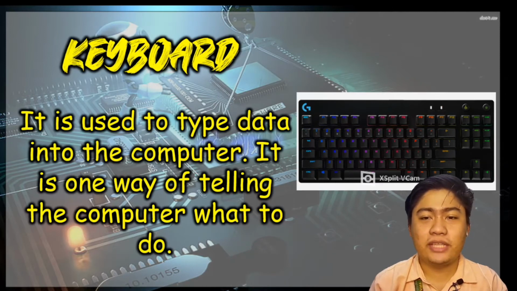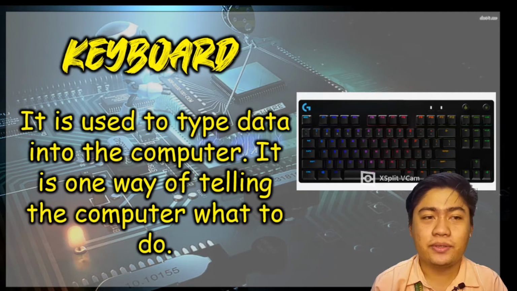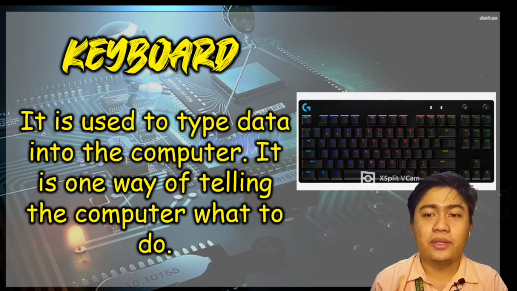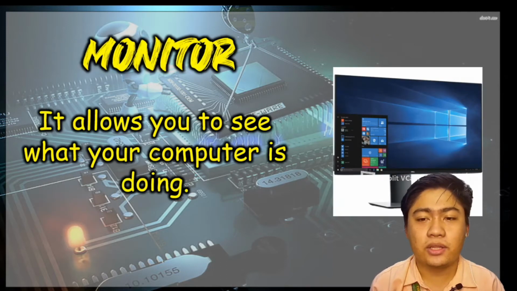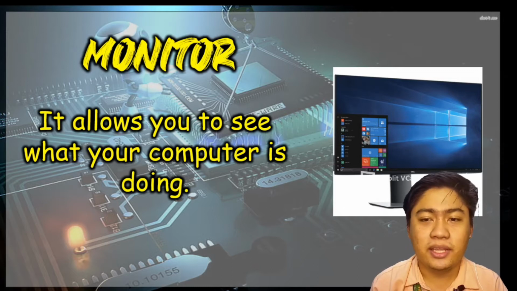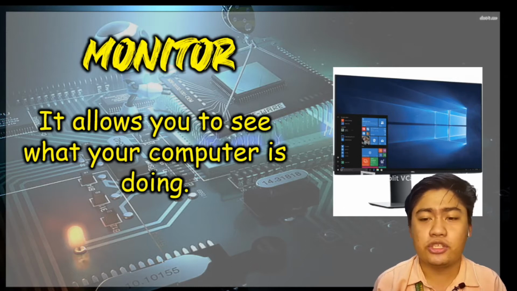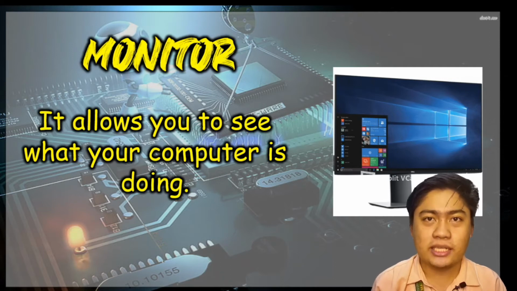Let's start first with the keyboard. Keyboard is used to type data into the computer. It is one way of telling the computer what to do. You can type in words using the keyboard, you can type in numbers, you can type in commands and programs. The next one is the monitor. The monitor allows you to see what your computer is doing. It is like the television. You will see your letters, drawings, pictures, or movies on the monitor screen.